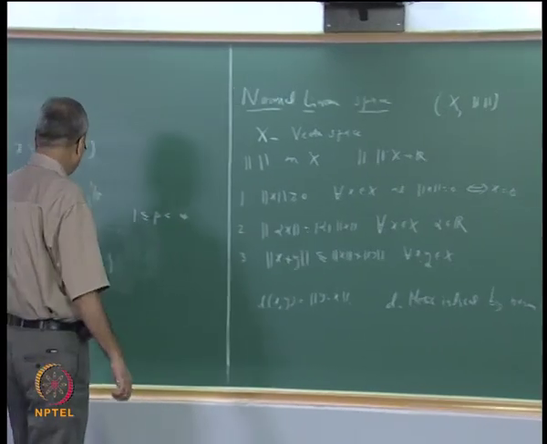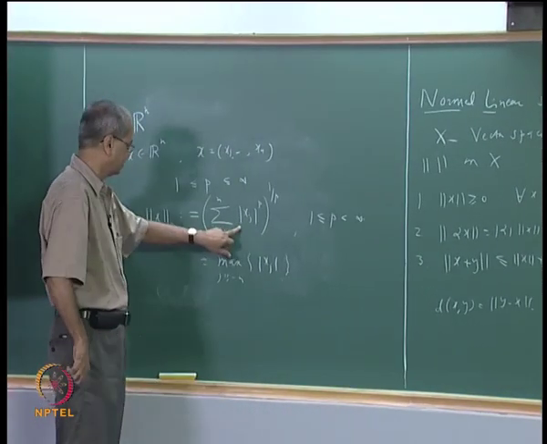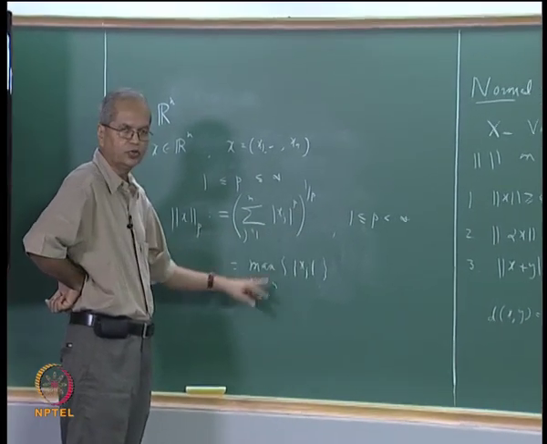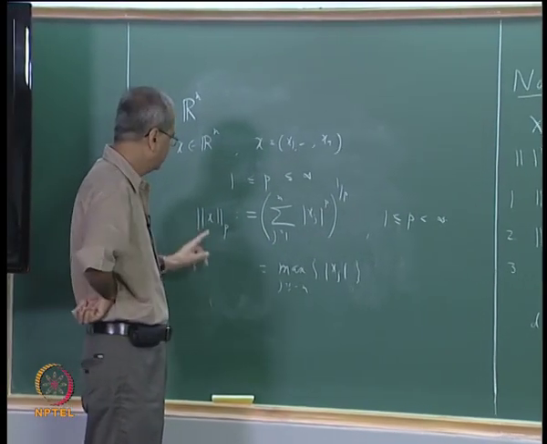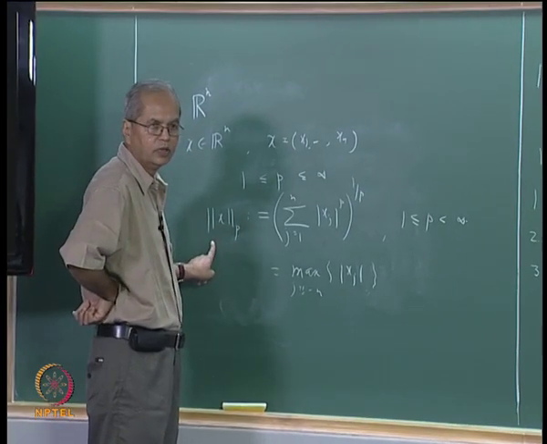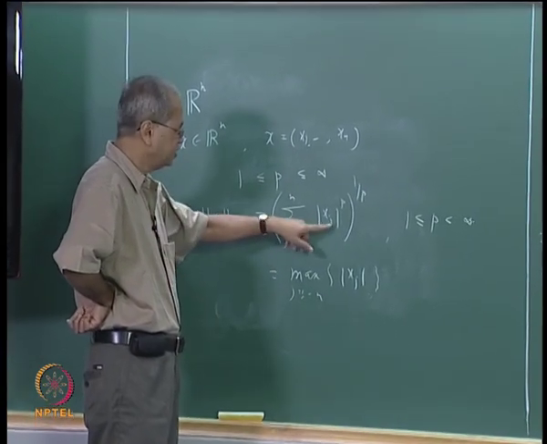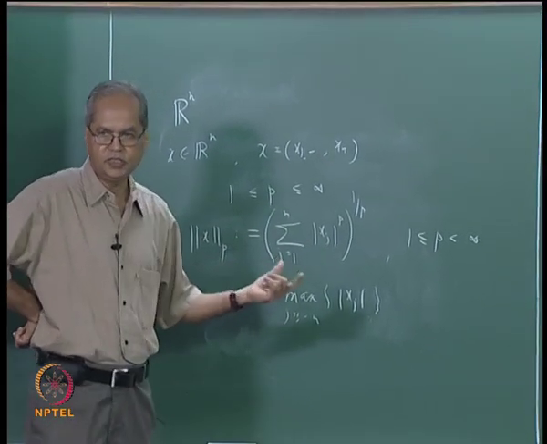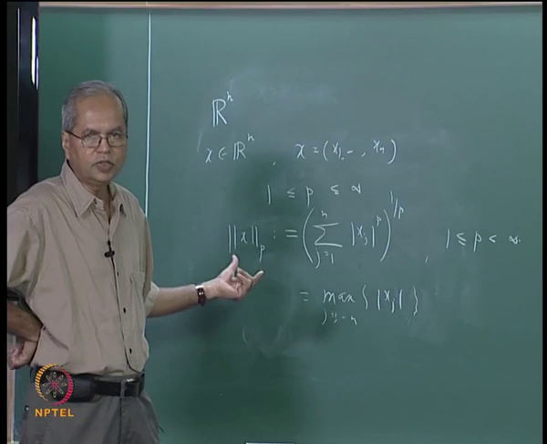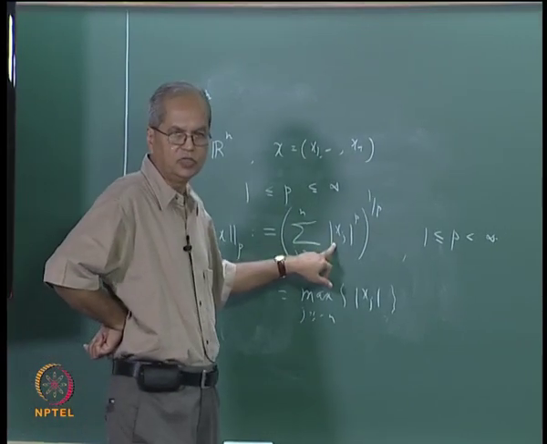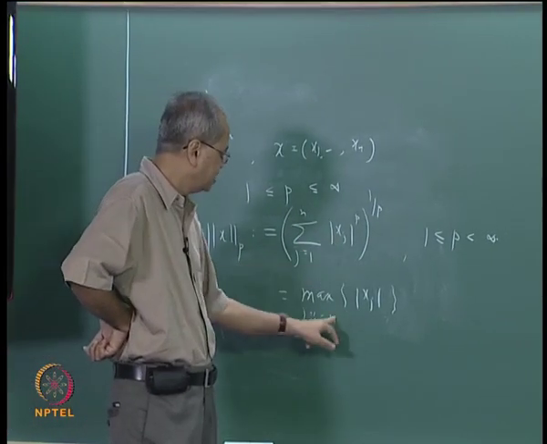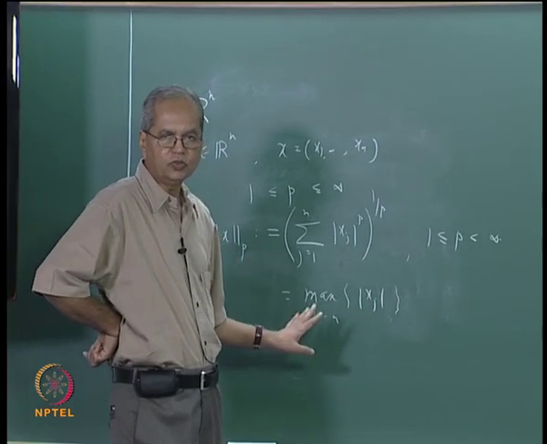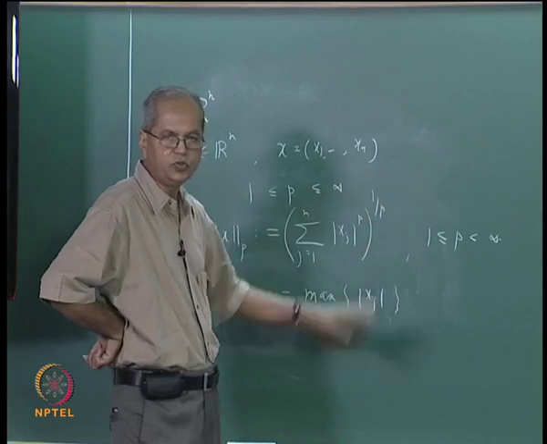Is it clear in this case also? For example, suppose we take this case. It is clear that each of these is bigger than or equal to 0, whatever definition you take. Suppose it is equal to 0. Then this summation is equal to 0, but it is a sum of non-negative numbers. So if that is 0, each of them must be 0. So that gives that each xj must be 0. Similarly, if the maximum of mod xj is 0, then each mod xj must be 0, so each xj must be 0. So that is easy to verify.